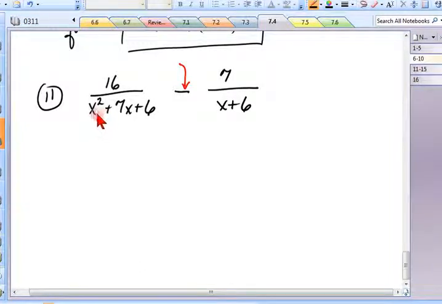All right, if I need an LCD, I need factors. This second one's already factored. It's just an x plus 6. Can I factor this? Y'all have probably already done it. Last sign is positive, means they're both positive. Need an x and an x. Factors of 6 add up to be 7. 6 and 1.